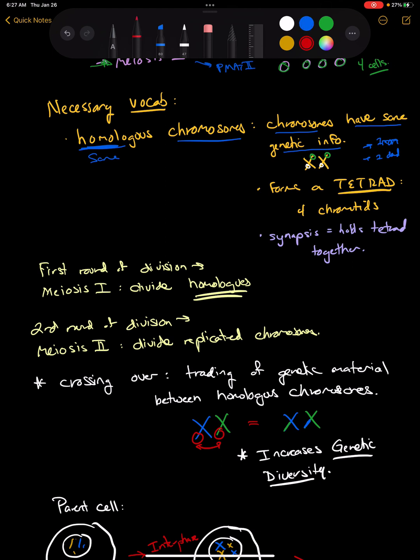Now, because I have these chromosomes right here, these two X's, I have 4 chromatids. Because remember, those are the sticks. So I have 1, 2, 3, 4. I have 4 chromatids. That's going to be a tetrad because tetra means 4. And then synapsis, that's just going to hold that tetrad together, because once I found my friend, once I found this guy, then I'm going to hold his hand so that way I don't lose him.